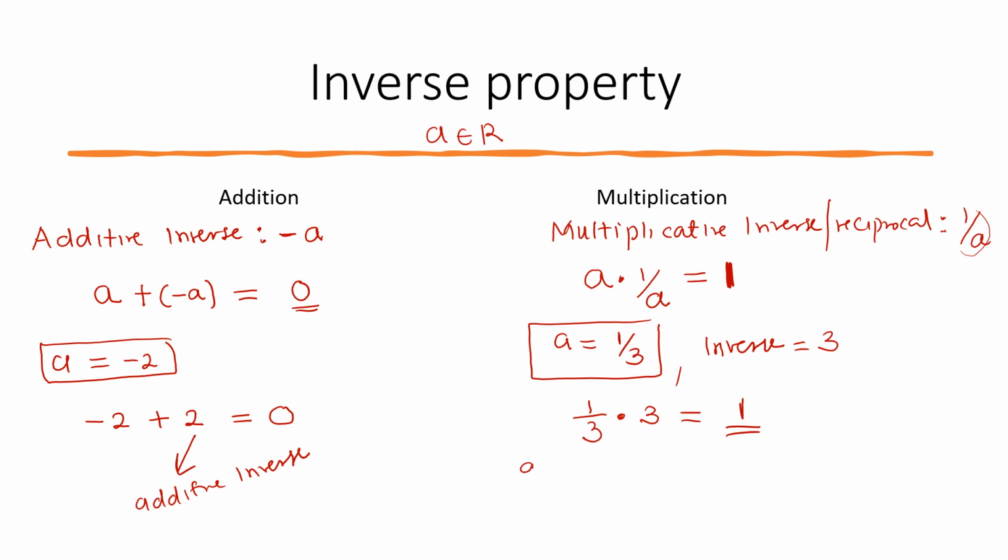Just a quick example, you can take maybe 2 over 5, right? So what will be the reciprocal, or the inverse? It's just going to be 5 over 2. All right.